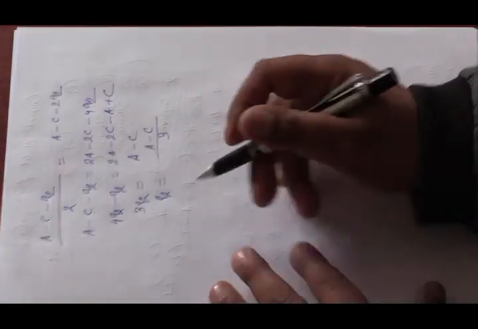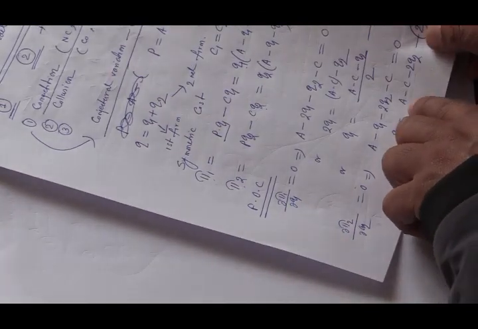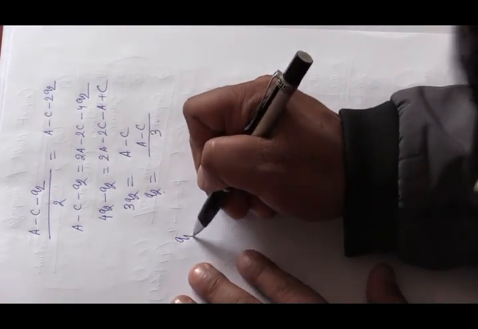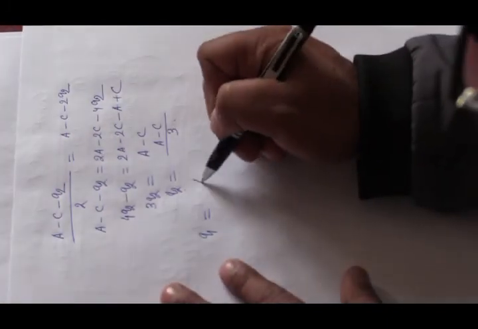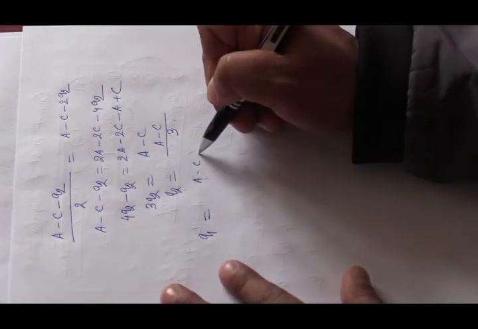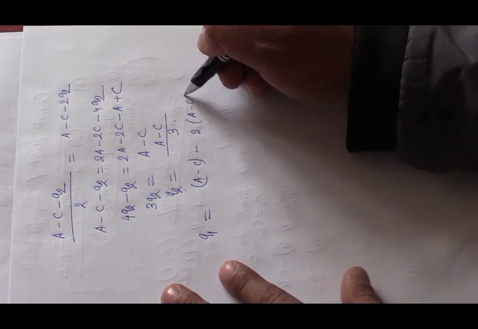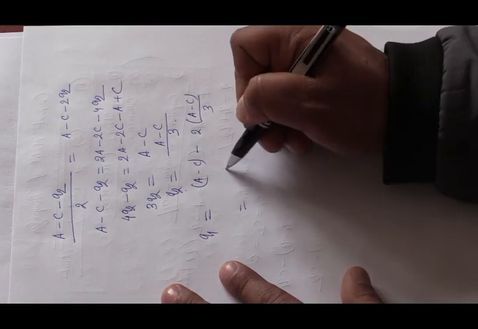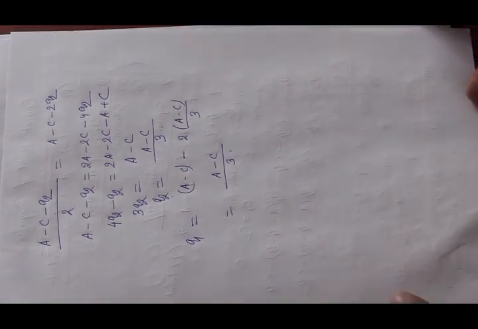So now if we put the value of Q2 in any of the reaction functions, we will find the value of Q1. So Q1 equals A minus C minus 2 into A minus C by 3. So it will also be equal to A minus C by 3.